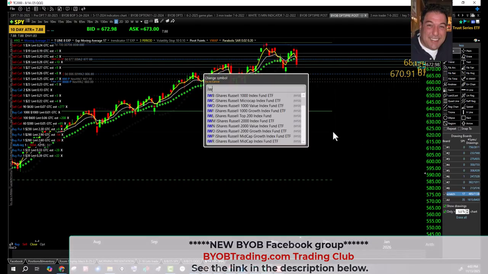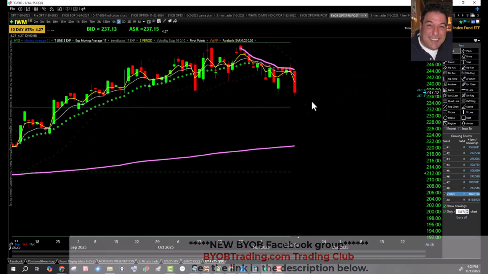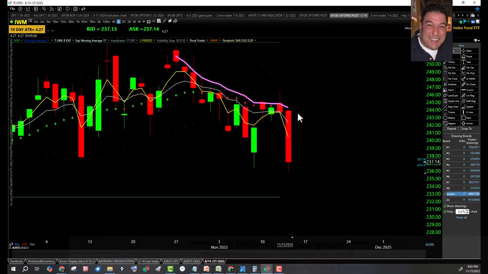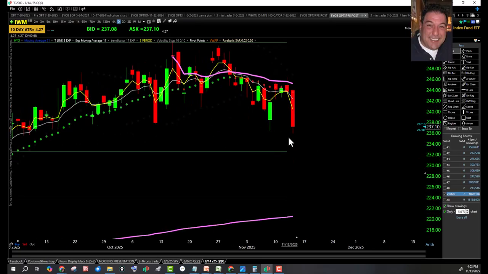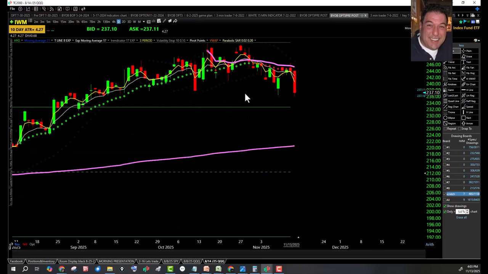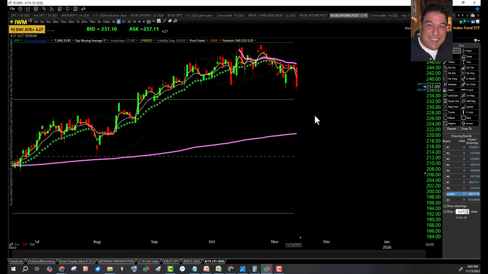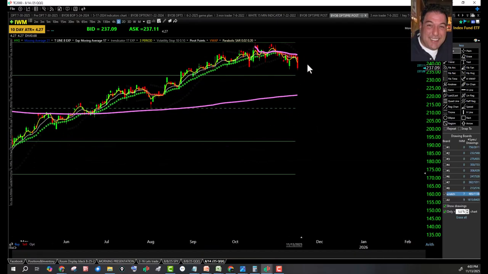Let's take a look at IWM. IWM got a huge red candle, lower high, lower low, closing underneath the bearish trap. Closing underneath the 17, closing underneath the all-time high anchored VWAP. So, and in a downtrend. So, bullish and in a downtrend up there at the top of quadrant 4, underneath the all-time high anchored VWAP.